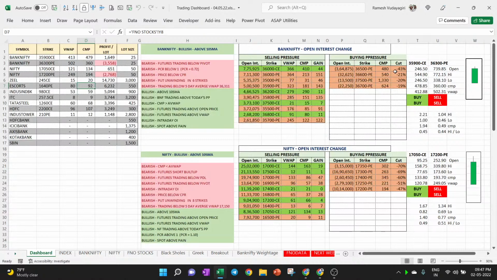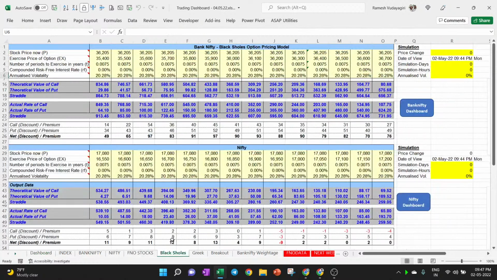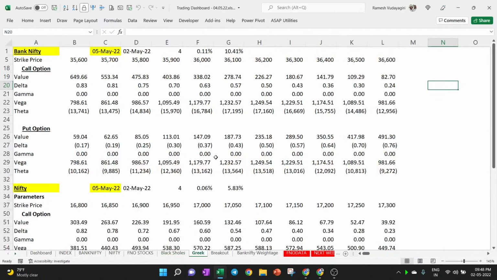And then this is the selling pressure and buying pressure we're getting here. And then we are seeing the Black-Scholes model, what is the theoretical price, what is the actual price, and what is the discount or premium we are getting. That also we are getting here. And then the Greeks also: what is the delta for each and every strike price, and the gamma, vega, theta, everything we are getting here.